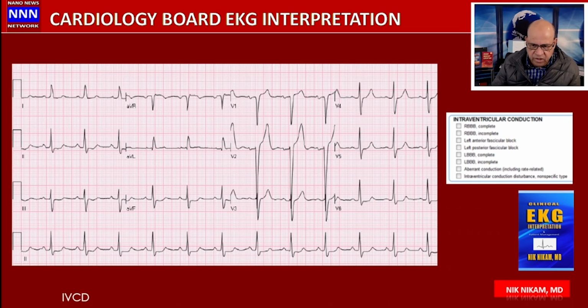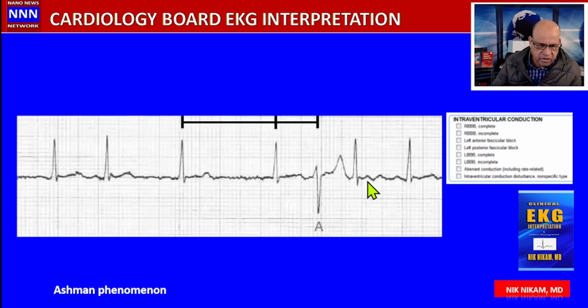All right, so let's look here. We have what appears to be an incomplete left bundle branch block, or intrinsicoid deflection, or intraventricular conduction delay as it is called. It looks like left bundle branch block, but the QRS duration is less than 120 milliseconds. There's no left axis deviation. There's nothing else to suggest it, but since the QRS duration is greater than 110 milliseconds, we have to call this intraventricular conduction delay.